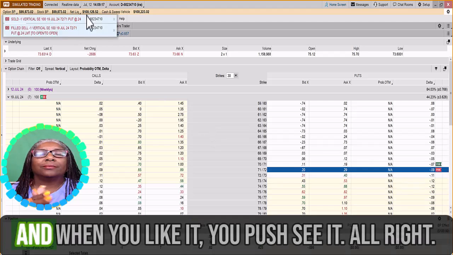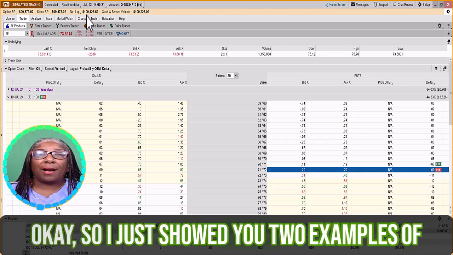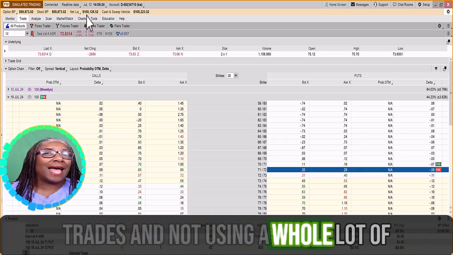All right. Okay, so I've just showed you two examples of how to use the Peakbot alerts for entering trades and not using a whole lot of collateral.